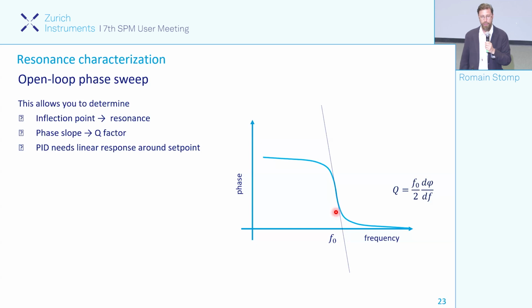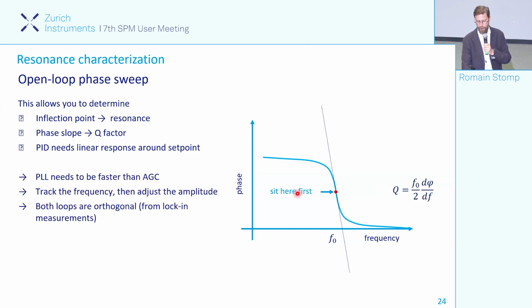linear slope here. And that's exactly what a PID wants. A PID wants to have a linear response, and that you can do directly at the inflection point. You can extract the Q factor as well, exactly in the same way as f over delta f, except here you get it from the slope, so f over d phi over df. And so from this information, you can now basically sit here.